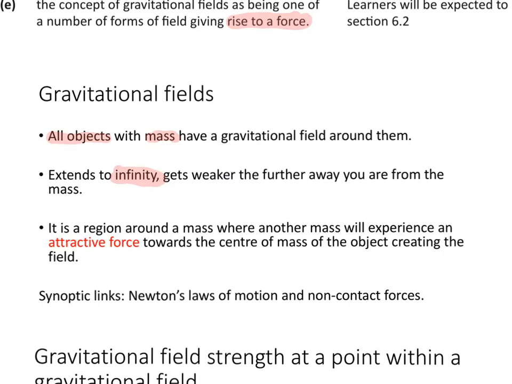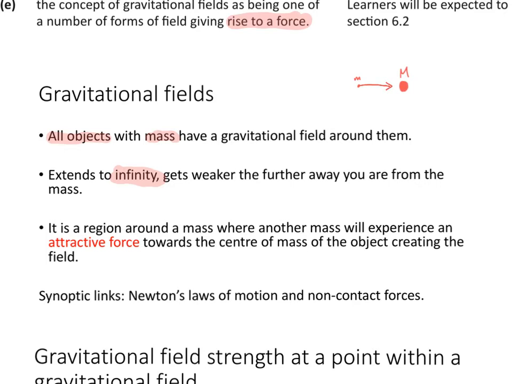You do need to know the definition of it. If you learn the definition of one of the fields properly, then it will make sense for the rest of the fields as well. So if you do have an object, a mass, let's say it's a ball, and I want to define what gravitational field is around it: it is the area around a mass where, if I placed another mass, so if this is mass M, if I placed a little mass near it, small m, it will experience an attractive force towards the center of the mass of the object creating it.